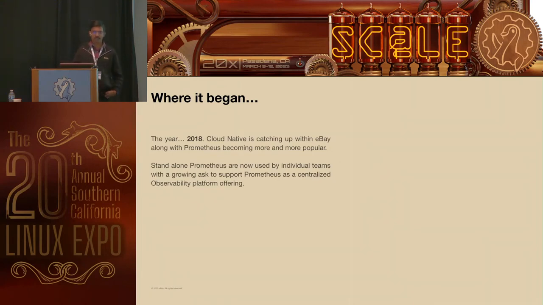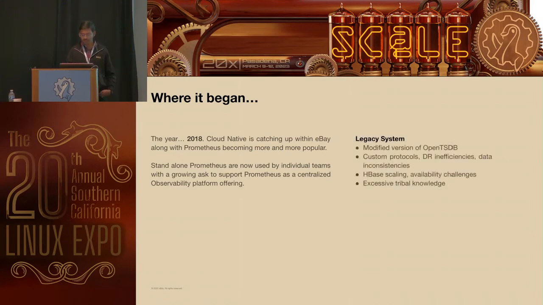And we also had the goal of trying to scale out our observability platform. The legacy system that we had at that time was a modified version of OpenTSDB, and there were a lot of problems associated with it, primarily because it was a modified version in terms of DR inefficiencies, issues with data consistency. We had a custom protocol that every application owner needed to know in order to be able to send data in. And HBase had scaling issues, availability challenges, and it was just a lot of tribal knowledge to know. A user cannot just come into the company, say I know Prometheus, and then just get going. There was a lot to learn.